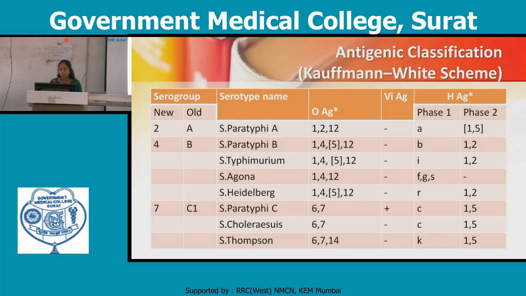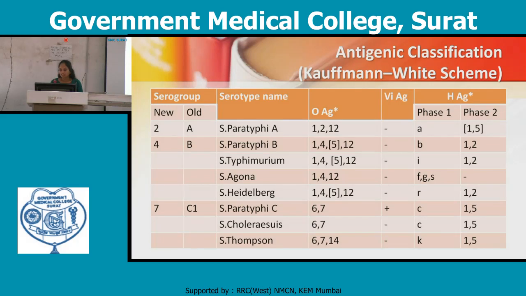Serogroup 7 in new classification, and in old it is also called C1. Serotype names are S. paratyphi C, S. choleraesuis, S. Thompson. In S. paratyphi C, O antigen is 6 and 7. Vi antigen is present in S. paratyphi C serotype. H antigen phase 1 is c and phase 2 is 1 and 5.